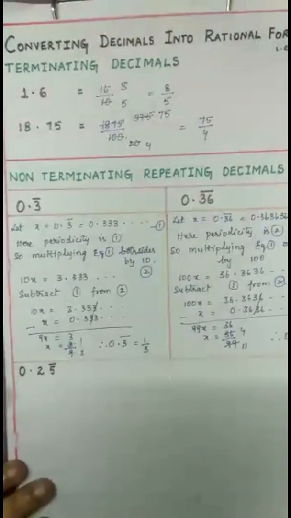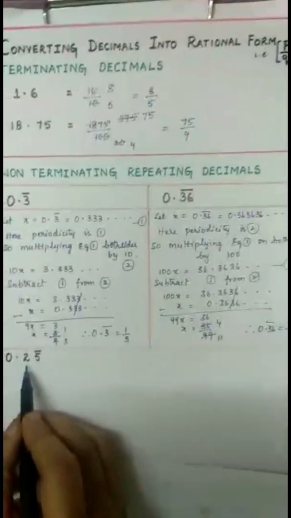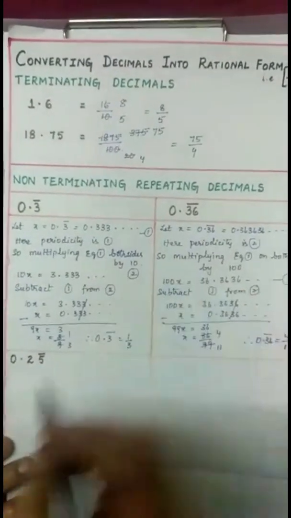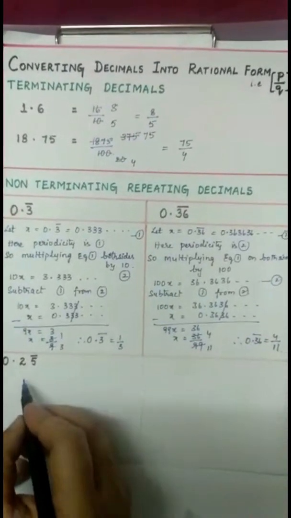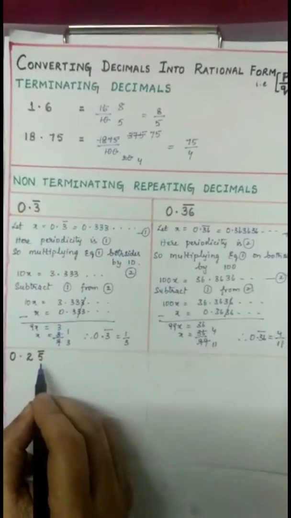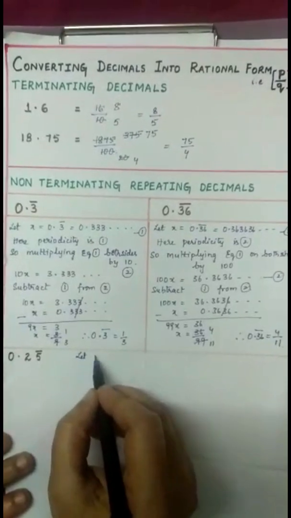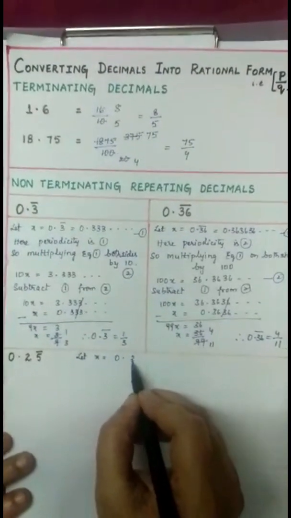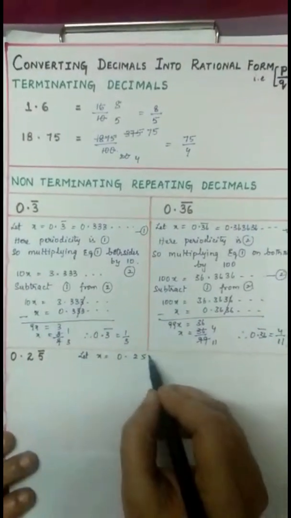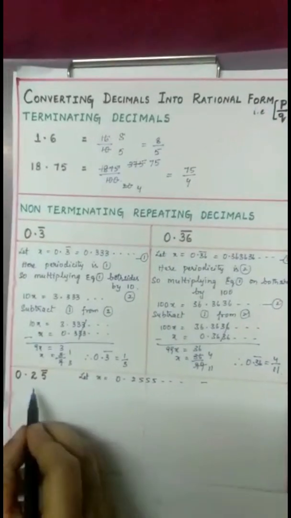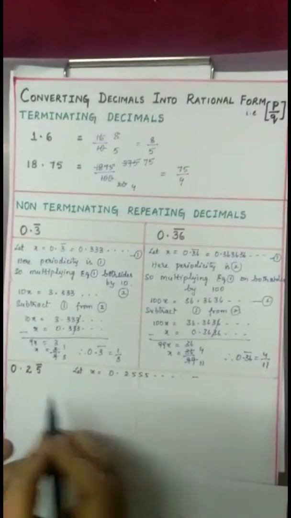We have a mixed recurring decimal. In this, the 2 is the non-recurring part and the 5 is the recurring part. In this case, how do we convert it into the form of p by q? Let us see. Here, non-recurring and recurring parts together take two places. First consider x is equal to 0.25 bar, which means 5 comes repeatedly. This is your equation.